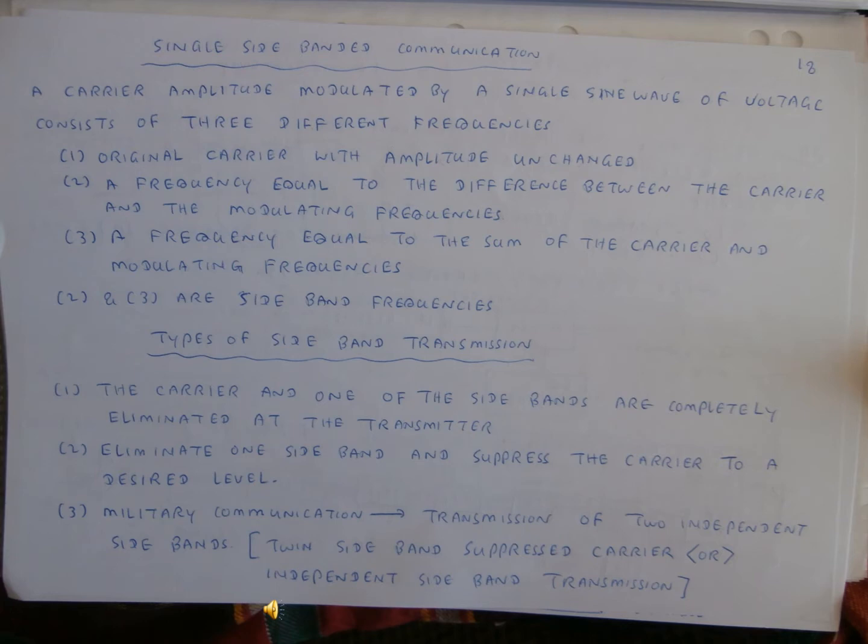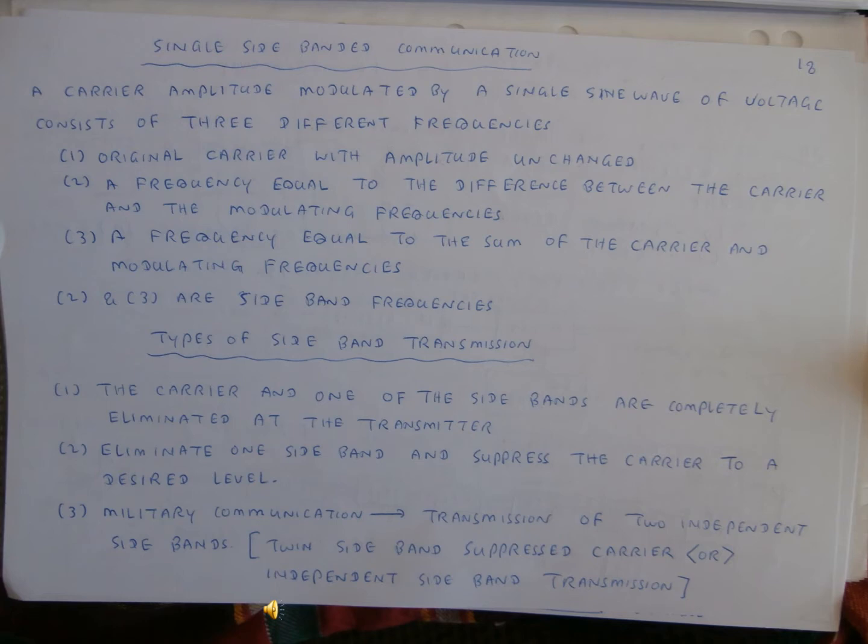Now single sideband data communication. A carrier amplitude is modulated by a single sidewave, and the voltage consists of three different frequencies. The first wave is the original carrier with the amplitude unchanged. The second wave has a frequency equal to the difference between the carrier and the modulating frequency. The third wave has a frequency equal to the sum of the carrier and the modulating frequency. So these two and three are what we call the sideband frequencies.